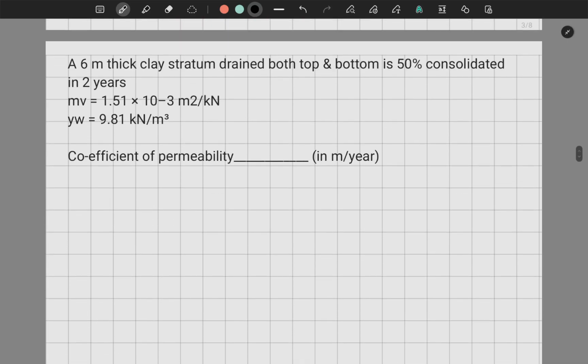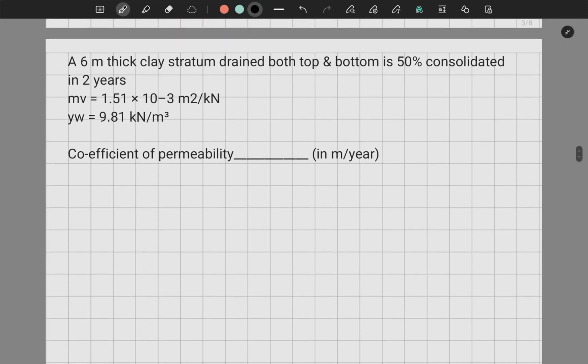The next question is: a 6 meter thick clay stratum draining both ways, top and bottom, is 60% consolidated in 2 years, and mv is given and gamma w is given. Gamma w is given. Coefficient of permeability, you have to find out the k. That's the question. Let us solve this one.